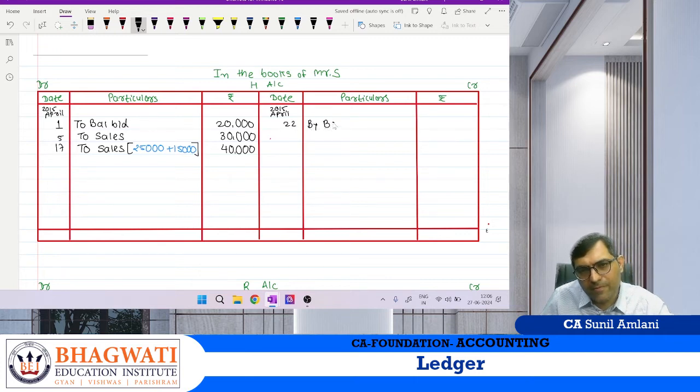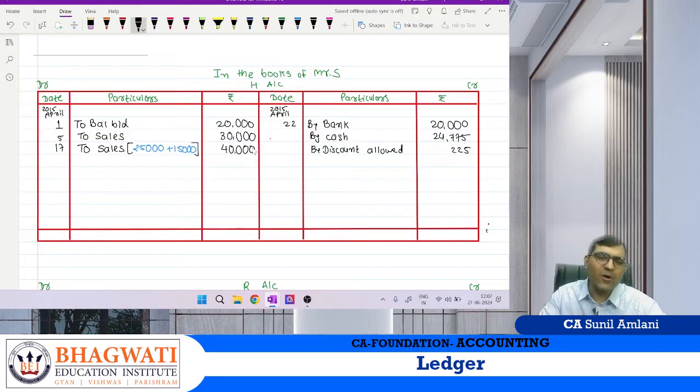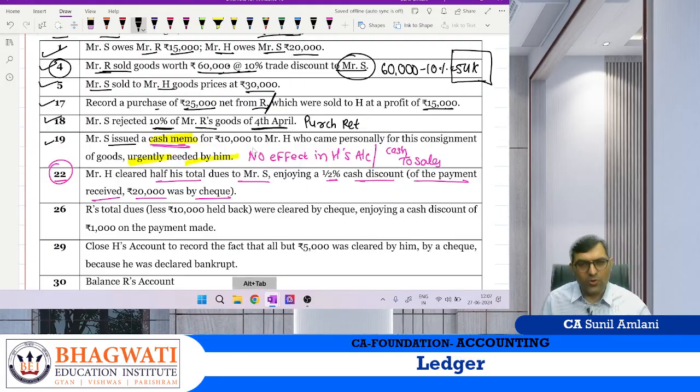By bank 20, by cash 24,775, yeah, and by discount allowed 225. Okay, so in entire question this was a kind of, you can say, good adjustment. This is also one good adjustment where students may make mistake.